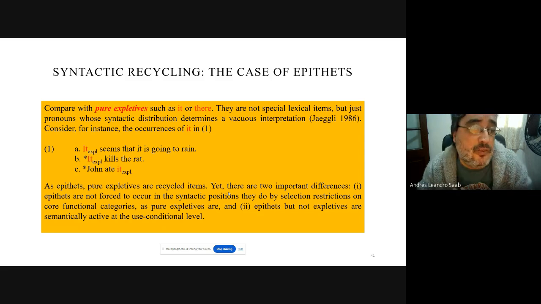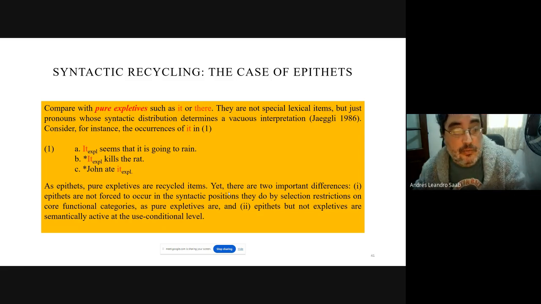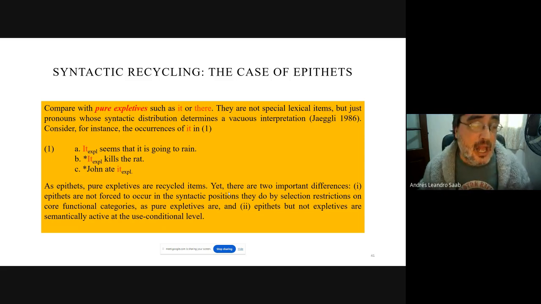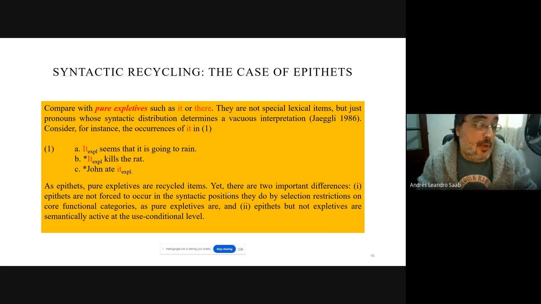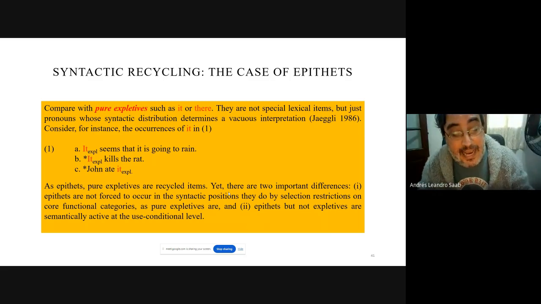Consider, for instance, the occurrence of "it" in (1): "It seems that it's going to rain." "It killed a rat." You cannot have an expletive meaning here. Or "Sean ate it." "It" cannot have an expletive meaning, right? So, like epithets, pure expletives are also recycled items. Yet, there are two important differences.